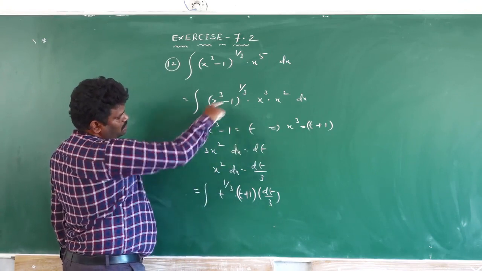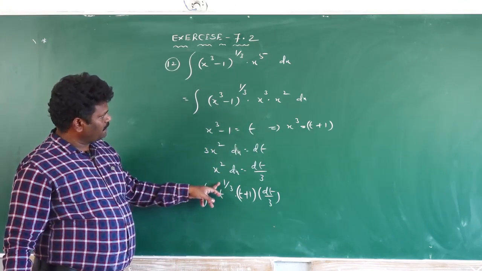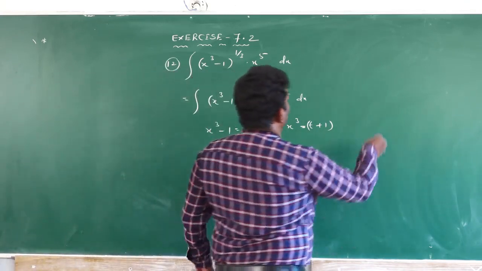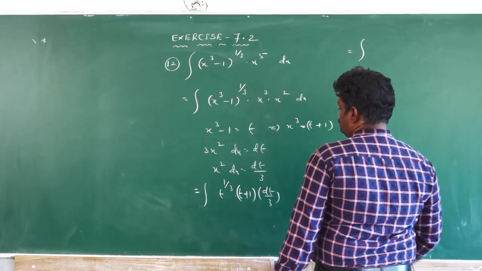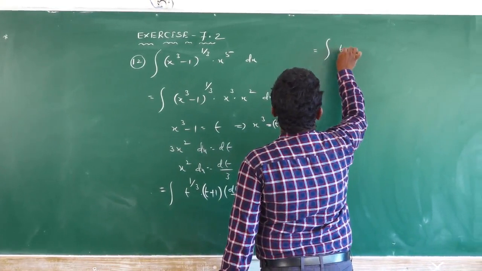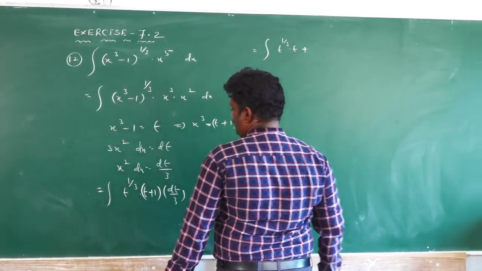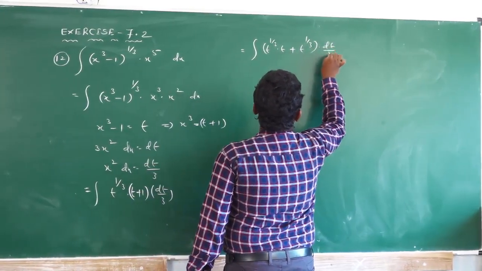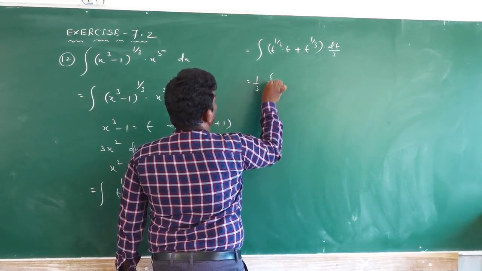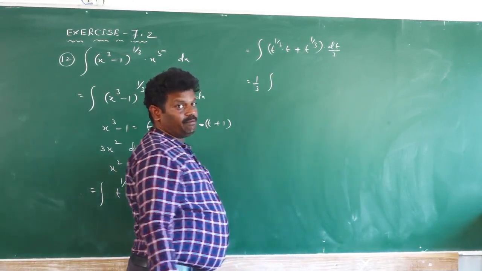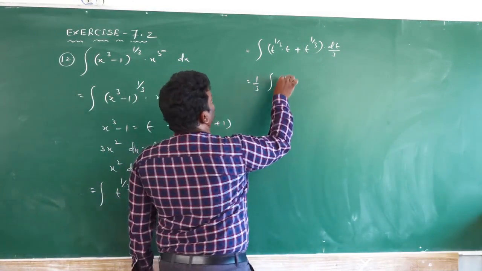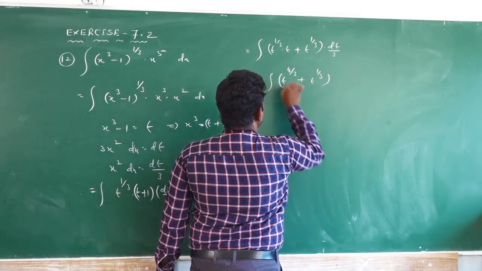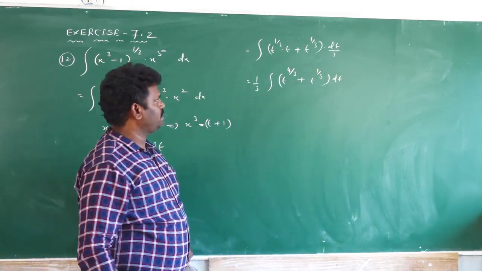Now these values are substituted in the above integration: t power 1 by 3, t plus 1 for x cube, and dt by 3 for the dx term. Now if we take the product, that is equal to the integral of t power 1 by 3 into t plus t power 1 by 3 into dt by 3, which is equal to 1 by 3 integral. But this value, how much? 1 by 3 plus 1 is 4 by 3, so t power 1 by 3 into dt. Correct?